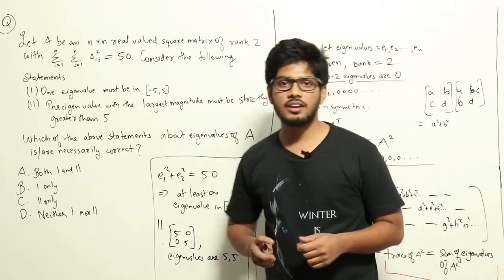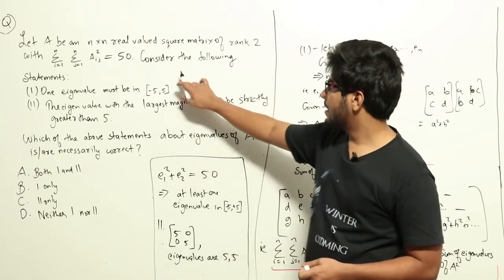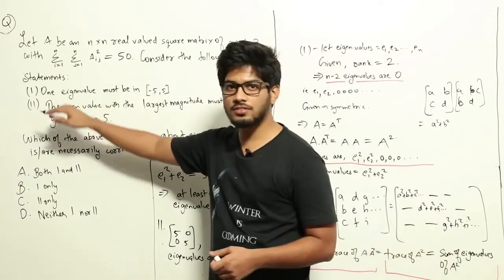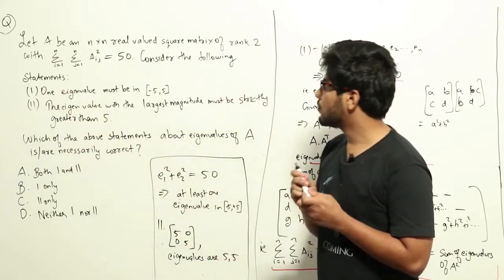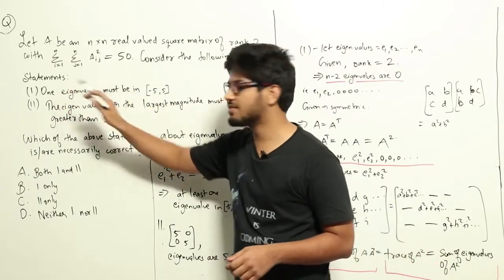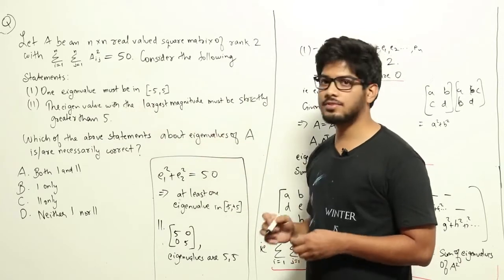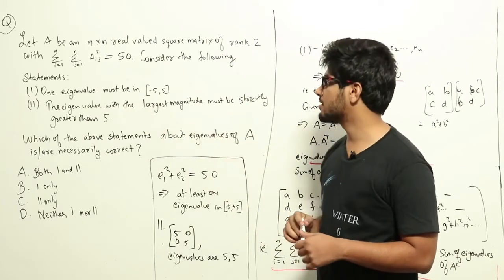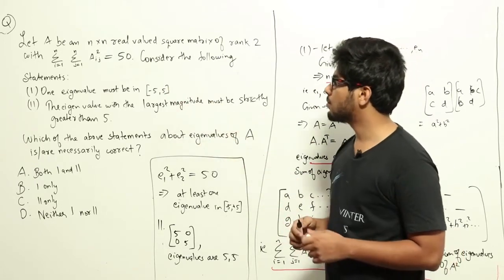So this is a question regarding eigenvalues coming from linear algebra. Now in this question, after we solve it, we will see that statement 1 is correct and statement 2 is false. Proving that statement 2 is false is very easy, but proving that statement 1 is correct is a lengthy process and there are multiple theorems which we need to know from linear algebra in order to answer this question. So this is a difficult question here. We will try to see how we can prove statement 1.